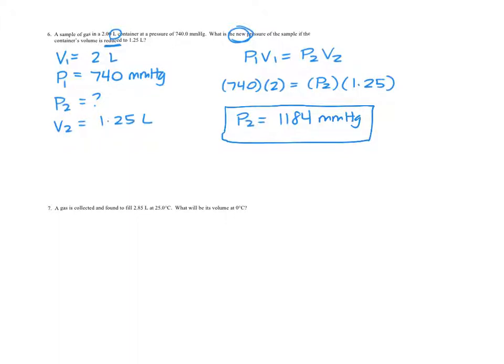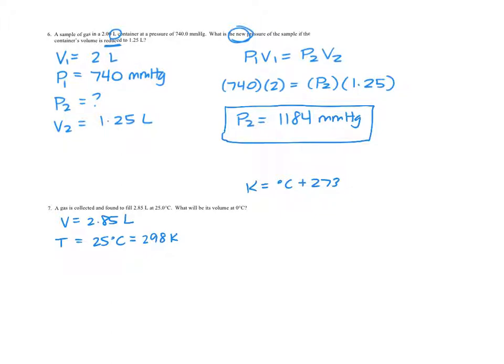A gas is collected and found to fill 2.85 liters at 25 degrees. So I have, again, a liter, so I have a volume, 2.85 liters, and then I have a temp here, 25 degrees. Now we're going to remember, for gas laws, all temperatures have to be in Kelvin. And if you don't remember, to go from Celsius to Kelvin, you very simply add 273. So I'm just going to do that right away. I'm just going to convert my temperature to Kelvin so that I don't forget. They have to be in Kelvin. That's the only unit that has to be something.